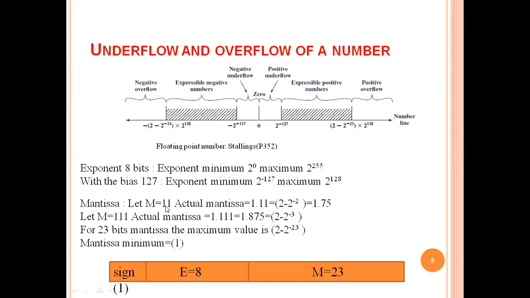Here the mantissa, suppose it is 1 1. So what is the number? As it is a normalized form, we have to represent it. The number is actually 1.11. Clear? That means the number will be maximum when all the bits are 1.